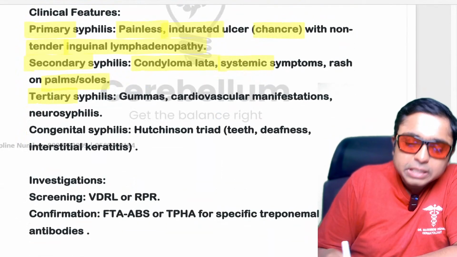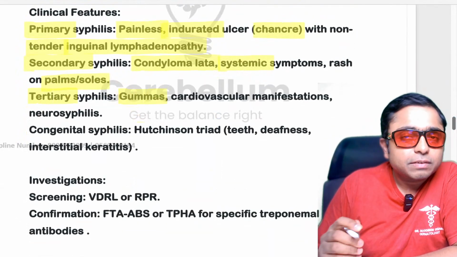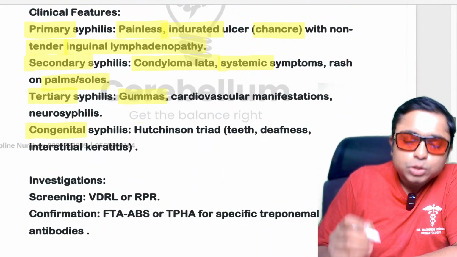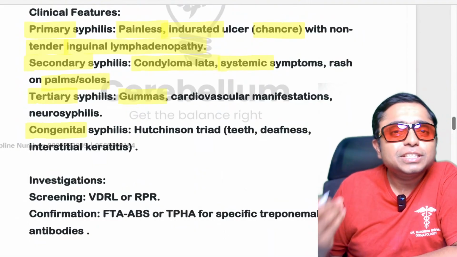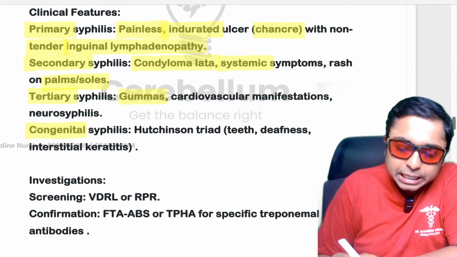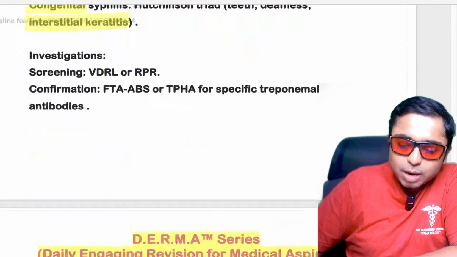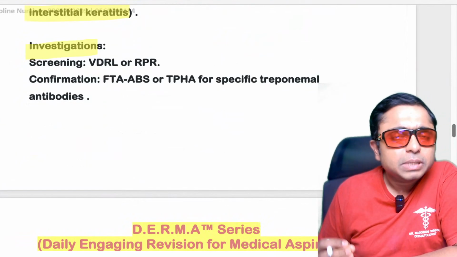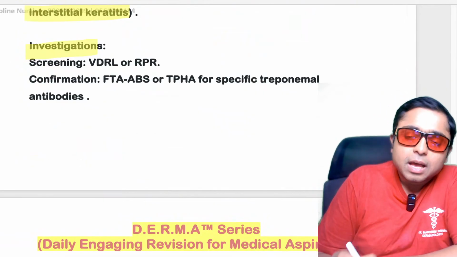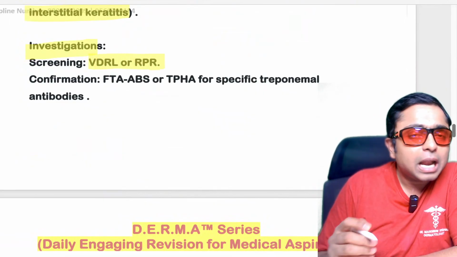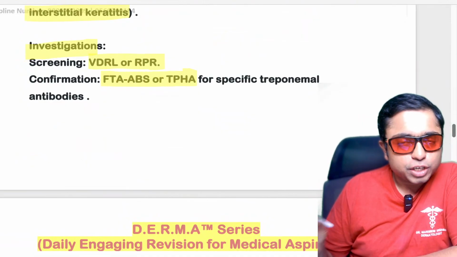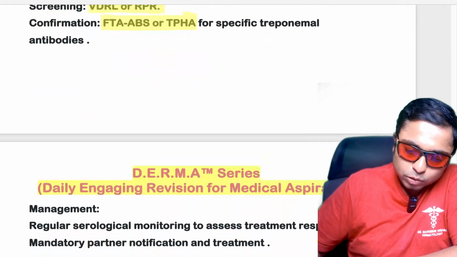Next is tertiary syphilis. In this, the patients present with gummas. They can have CNS manifestations and also CVS manifestations. Congenital syphilis, I hope all of you know this triad, Hutchinson's triad, where Hutchinson's teeth are seen, and there is sensorineural hearing loss and interstitial keratitis. Coming to the investigations, in primary syphilis the investigation of choice is dark ground microscopy, whereas in the others we can use VDRL, RPR as screening, and FTA-ABS and TPHA for confirmation of the diagnosis.